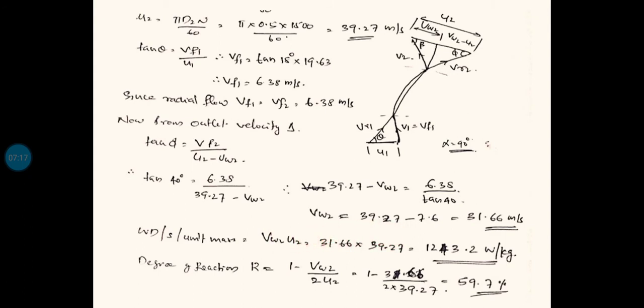Now the next one we want to identify is the degree of reaction. It is represented by the term R, that is equal to 1 minus Vw2 by 2u2. That is the equation to calculate the degree of reaction. I think I forgot to explain this term while covering the theory part. Anyway, you just refer to what is degree of reaction in the case of centrifugal compressors, and for doing problems only this equation is required: R equals 1 minus Vw2 divided by 2u2. Vw2 value is known, u2 value is known to you. So on substitution you will get degree of reaction R equal to 59.7%. So that's all about the first problem.